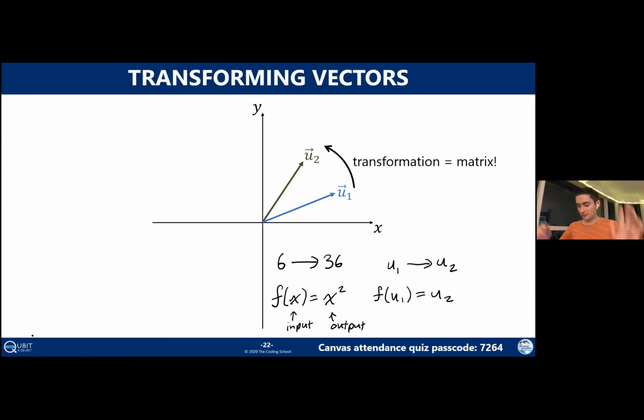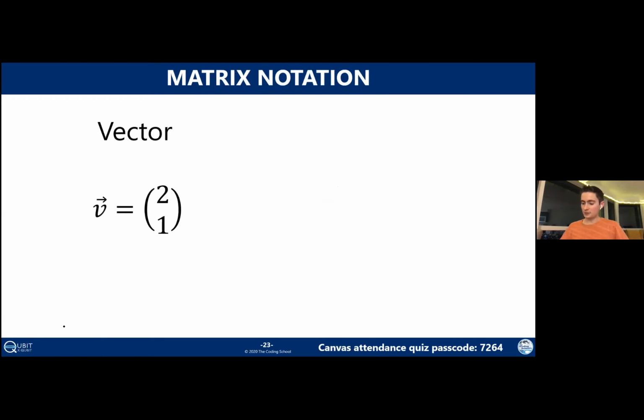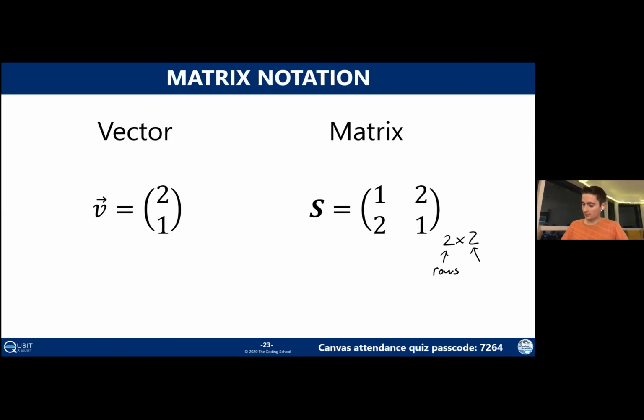So I've said matrix and matrices several times now. What actually are these things? Well, vectors, we know, are a stack of two numbers on top of each other. A matrix is a stack of two numbers on top of each other with multiple columns. So here we have a 2 by 2 matrix. Typically, we talk about the number of rows first, and the number of columns second. Columns, there we go. So this S here is a 2 by 2 matrix.